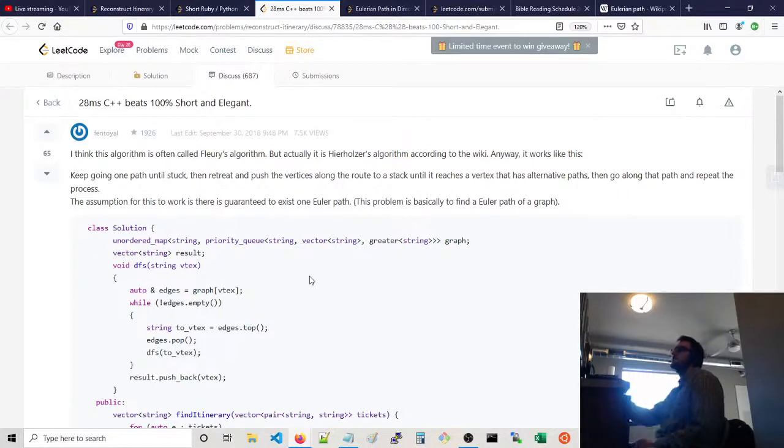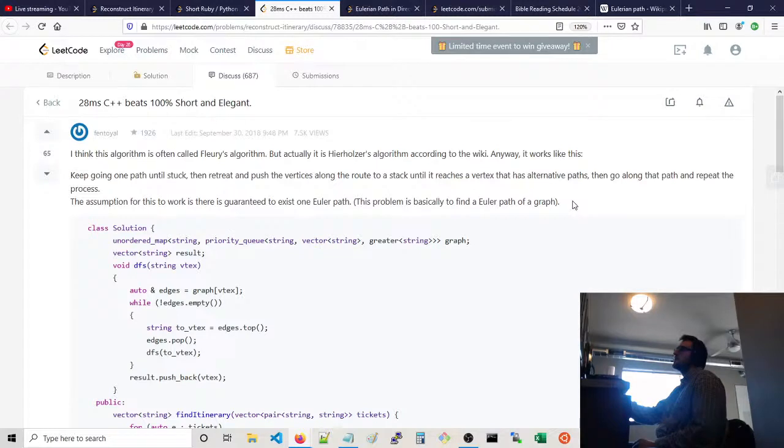Pachman's. Fleury's, actually it's Herholzer's, according to the wiki. It works like this: keep going one path until stuck, then retreat and push the vertices along the route to a stack until it reaches the vertex that has alternate paths. Then go along that path and repeat the process. The assumption for this to work is that there is guaranteed to exist one Euler path. This problem is basically to find an Euler path of a graph.